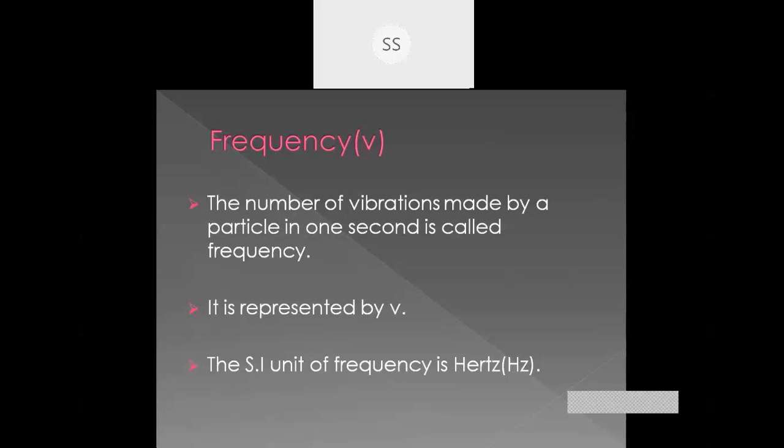Okay, the next topic is frequency. The number of vibrations made by a particle in 1 second is called frequency. Frequency is denoted by nu. This symbol is called nu. This is not V, this is nu. The SI unit of frequency is hertz.